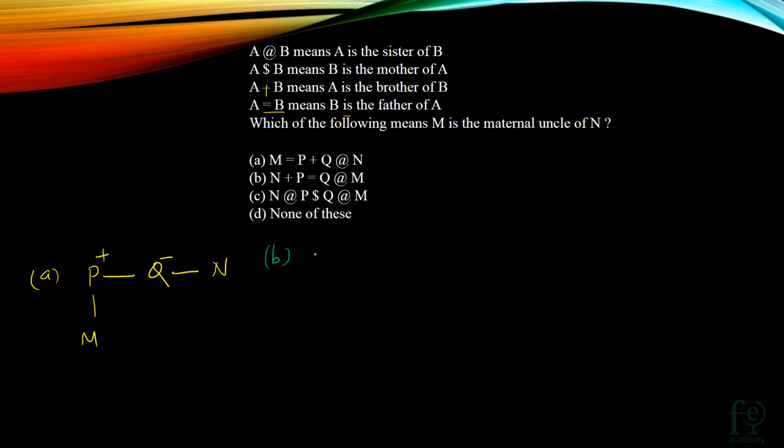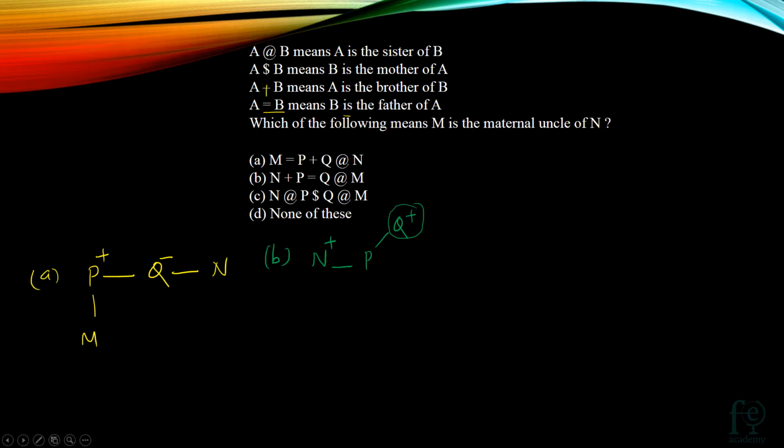Now let's go to option B. N plus P. N plus P means N is the brother of P. Now P is equal to Q. P is equal to Q means Q is the father of P. So Q is the father of P. Next, Q at M. Q at M means Q is the sister of M. That itself cannot come here because Q is a father, Q is a male, and again it is given like Q is the sister. So that option itself is wrong.